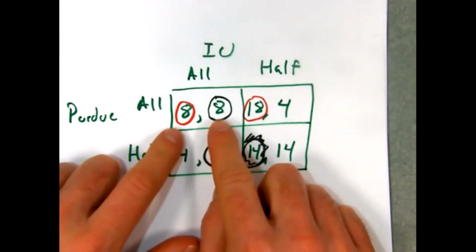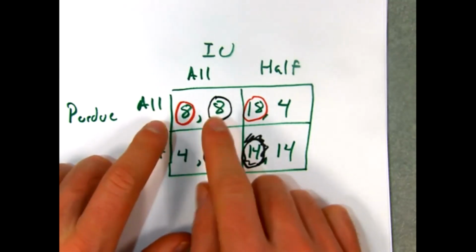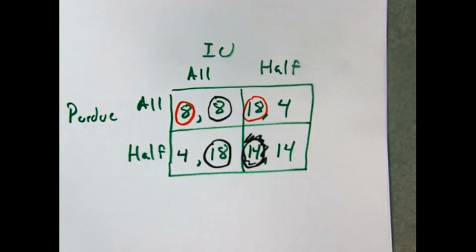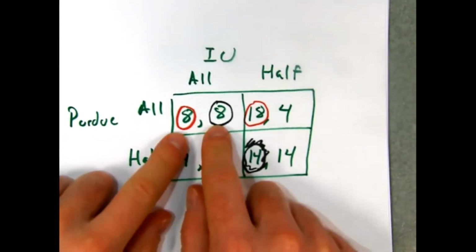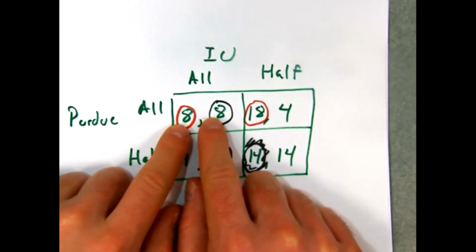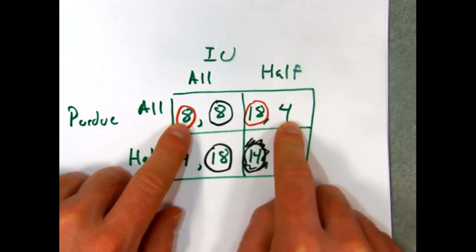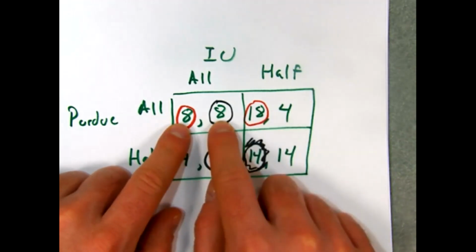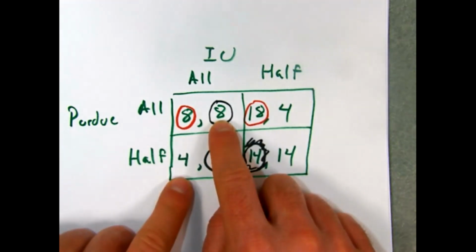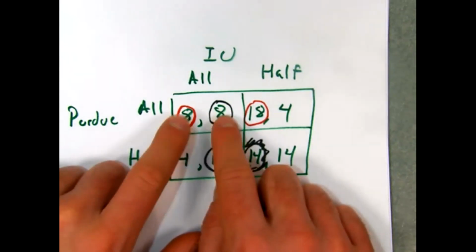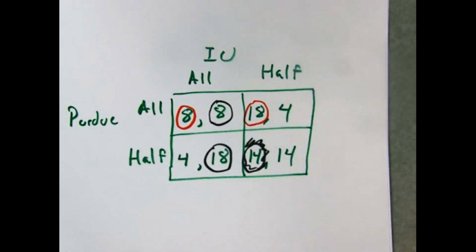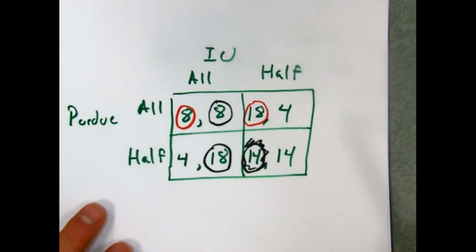Whenever I have 2 best responses in the same combination of strategies, what that's telling me is that each party is best responding to each other. If we're currently in this scenario, neither side can change their decision and be better off. Notice if all of a sudden IU decides to only put half their games on, they're going to be worse off. If Purdue decides to put only half their games on, they're going to be worse off. So we're in a scenario where we're best responding to each other. There isn't another decision I can make that would increase my profits. Okay?